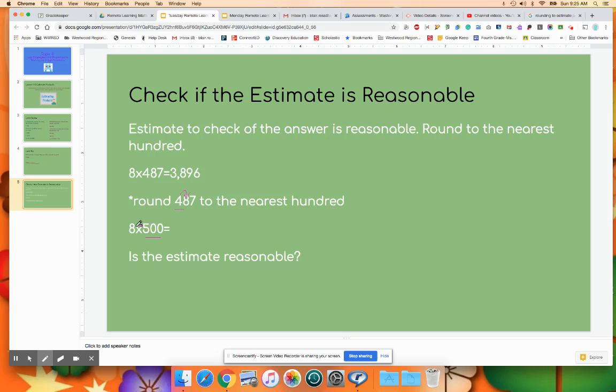I'm going to use my basic facts. So I'm going to do 8 times 5, which gives me 40. And then I'm going to add the 2 zeros, which gives me 4,000. Right? So is 4,000 close to 3,896? Yes. All right. So is this answer reasonable? I would say yes, it is. So you're going to be asked to think about that today as well.